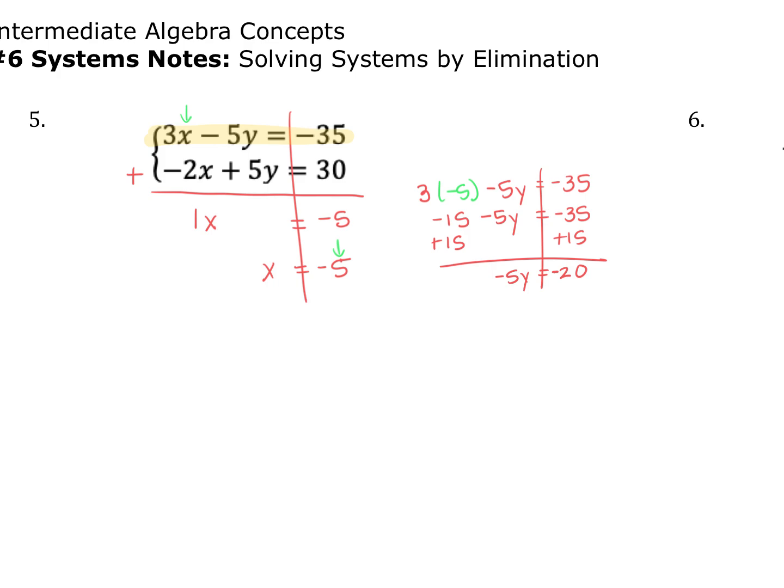Okay, so now to get that -5 away from that y, I'm going to divide by -5. Divide by -5, and that leaves me with y equals 4. So now I have my two coordinates. My x is -5, and my y is a positive 4. That -20 divided by -5 brings me to a positive 4.